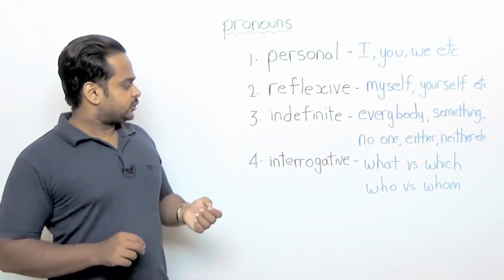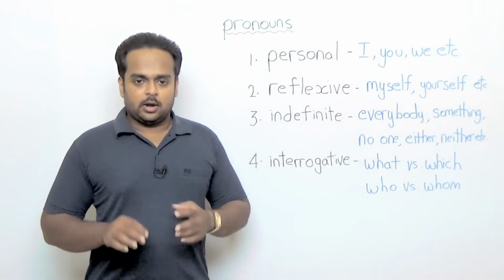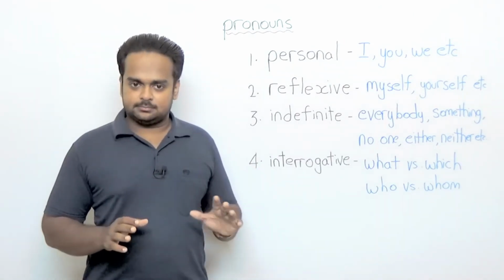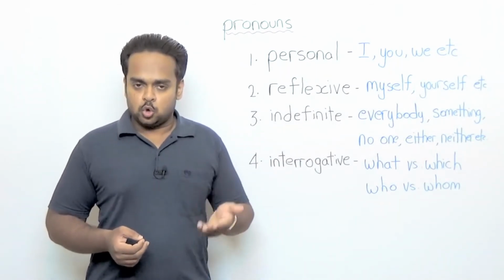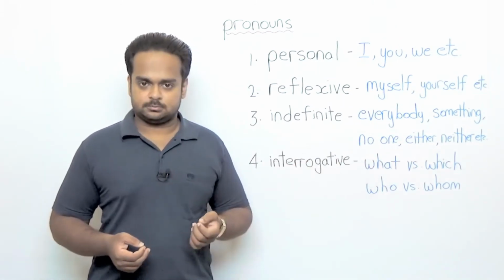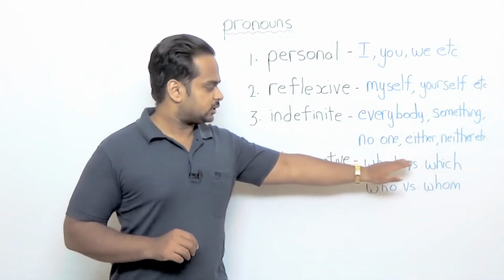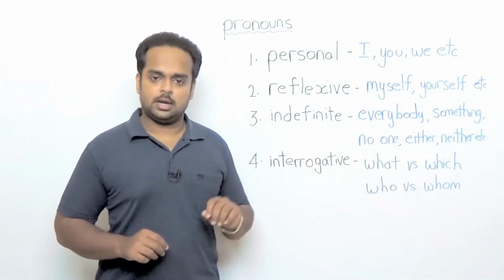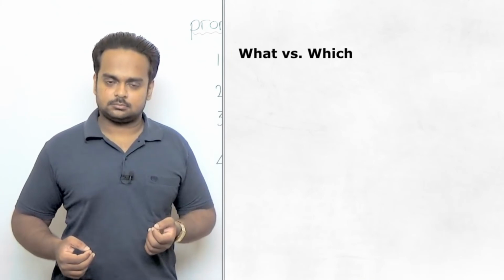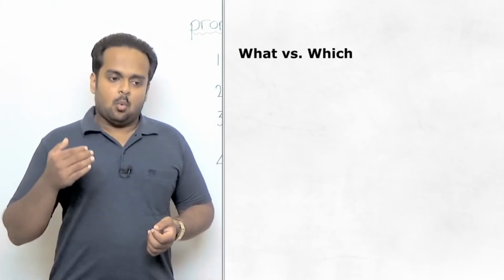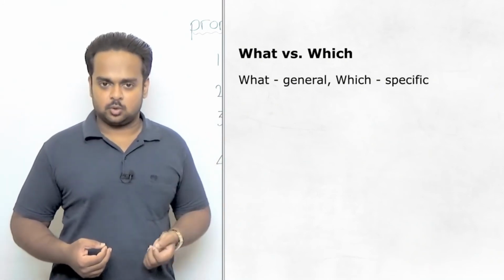Okay, let's now move on and talk about our final type of pronoun, that is interrogative pronouns. Now, even though this name might sound a little fancy, interrogative pronouns are just question words of who, whose, what, which. Now, in this lesson, we're going to focus on these two, the difference between what and which, and the difference between who and whom. So first of all, do you know the difference between what and which? Well, it's really easy. What is a general question and which is a specific question.